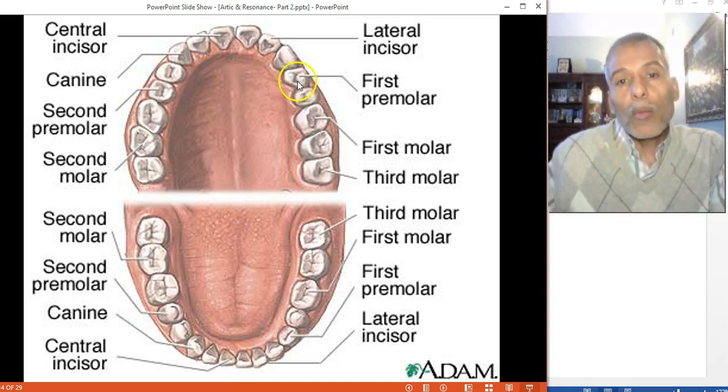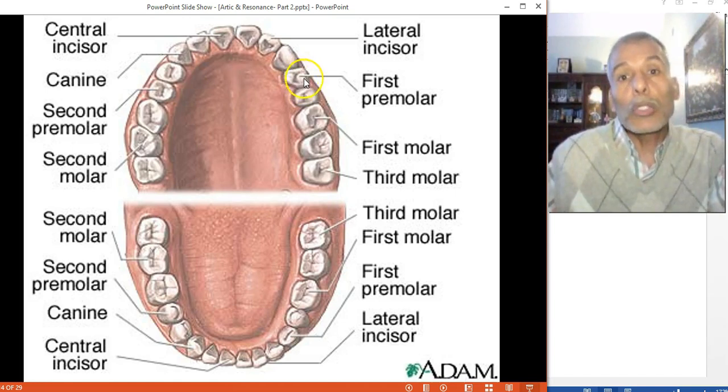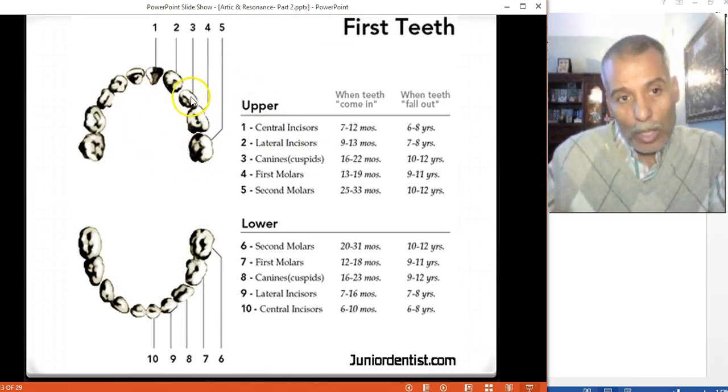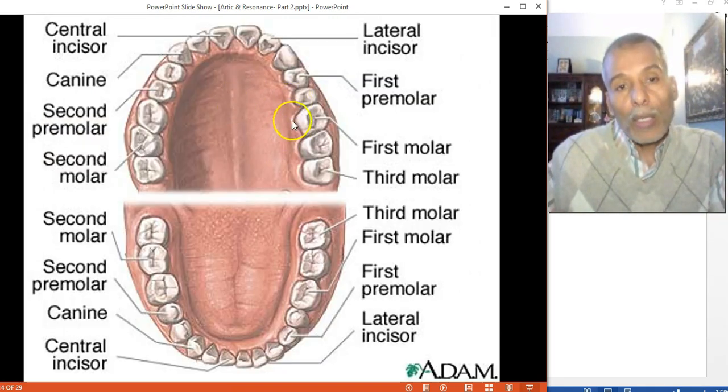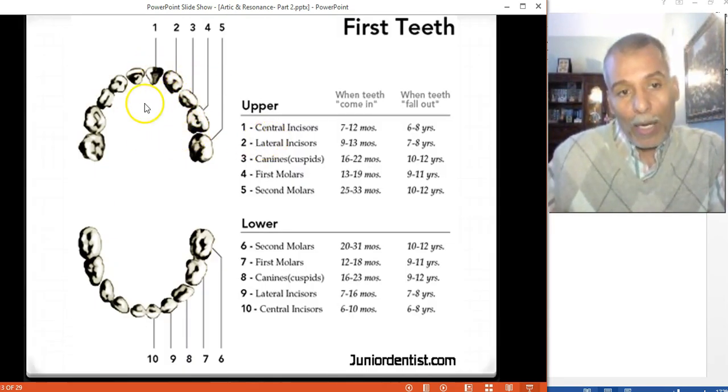So it doesn't matter what name, as long as it is one of the names that are used. So I think it will be better if you say first premolar, second premolar, and then first molar, second molar, and third molar. Now your task is to go back to this arch and compare it with this arch and identify the teeth that are not here.